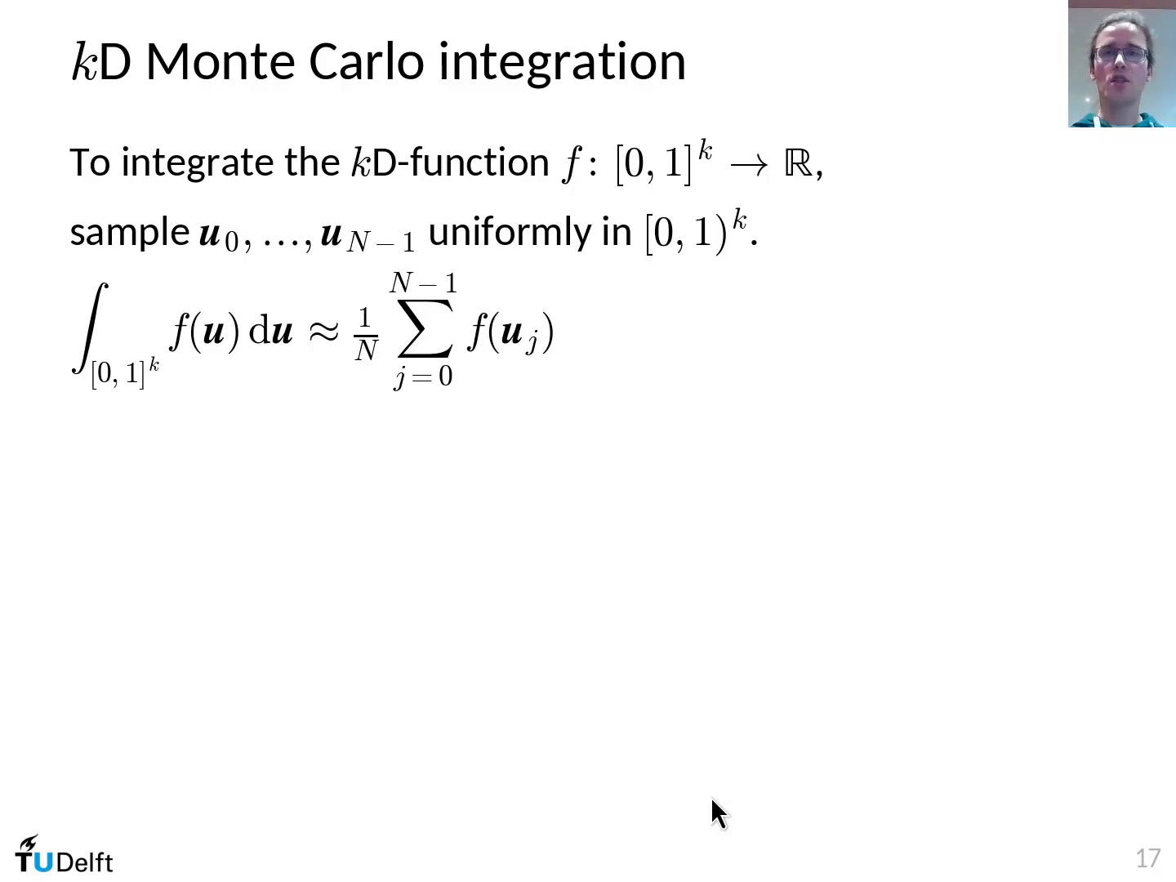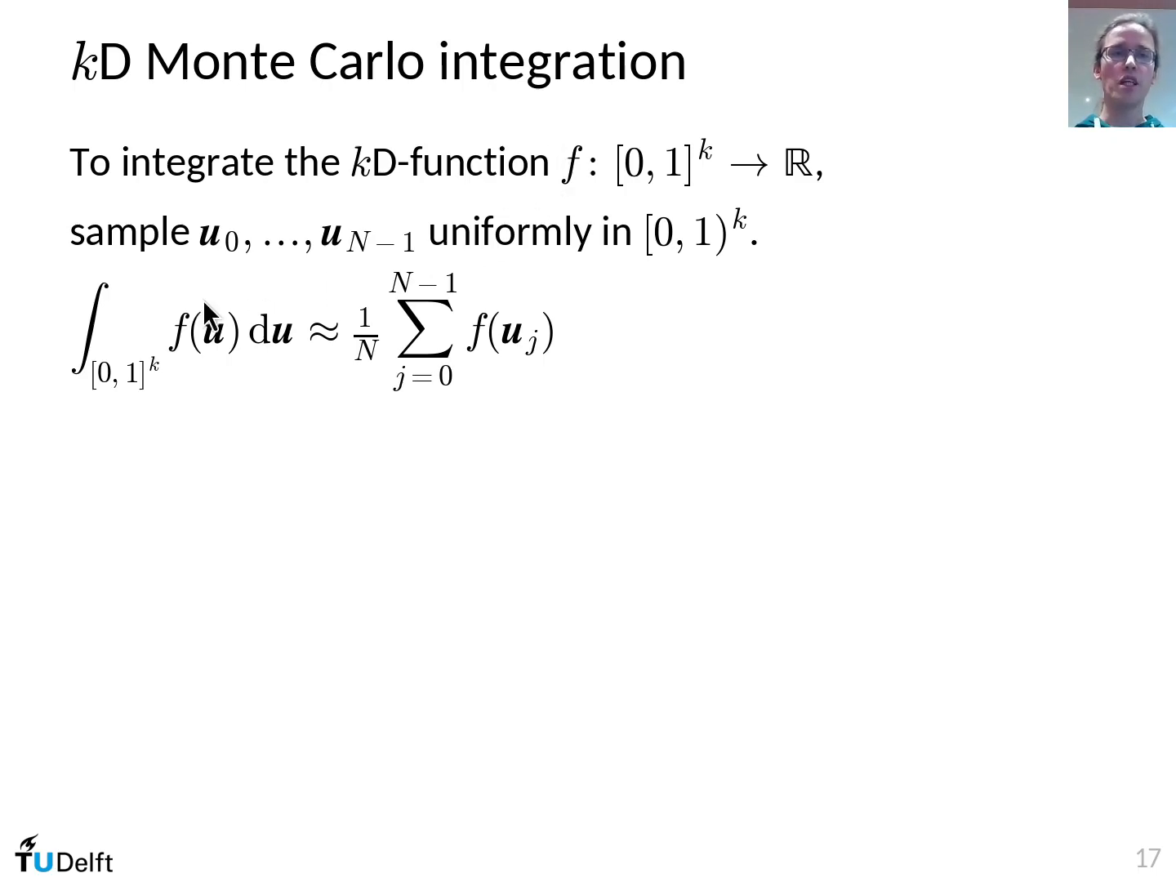Now, this was for a one-dimensional integral, but the integral we care about is two-dimensional. We want to integrate over the hemisphere, or later we will actually have a higher dimensional integral. So let's look at how to integrate over a function defined on this k-dimensional unit hypercube. This is just a fancy way to say that we have a vector with k entries. All of them are between 0 and 1. And our function is defined for such vectors.